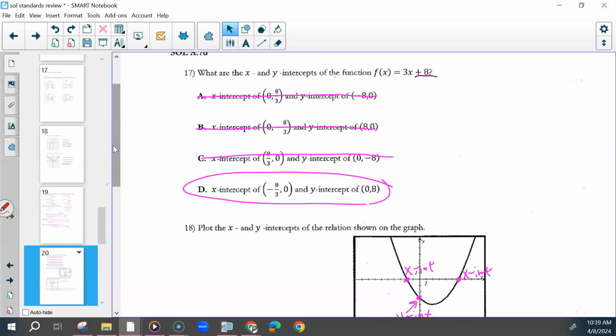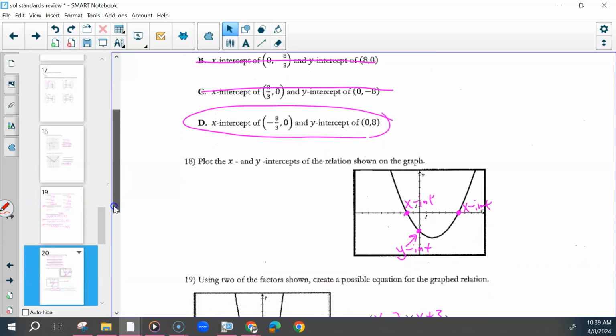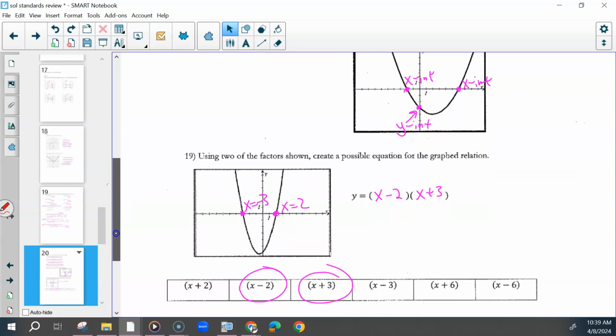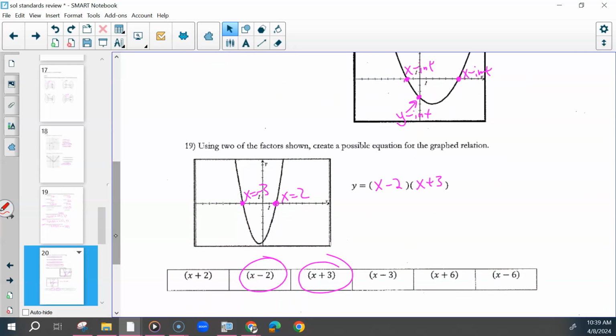And then the last page of this was just asking about x and y intercepts. So for 17, you could have either put that into Desmos and found these, or eliminated one of them by just looking at the y-intercept, which was 8. D was the only one that had that y-intercept. For 18, you had to plot the x and y intercepts. And for 19, you could have played around with this, put 2 factors in to see which one would give you this graph. And it ended up being those 2.